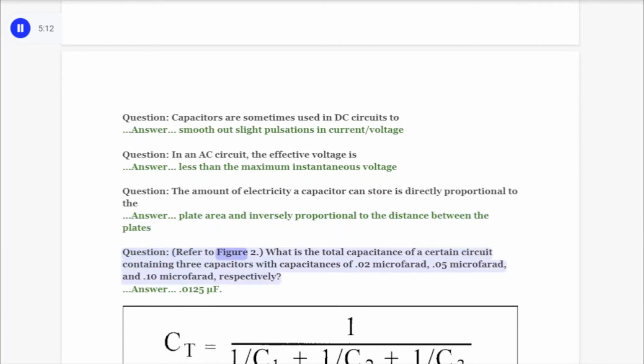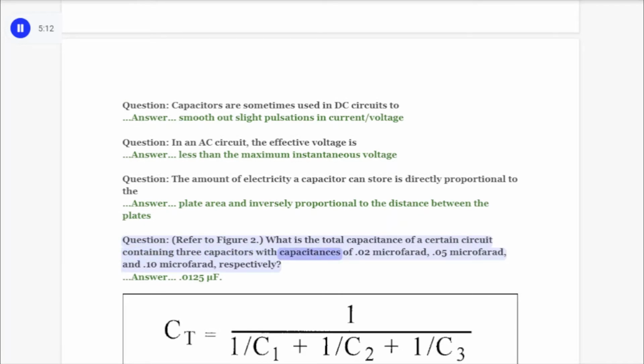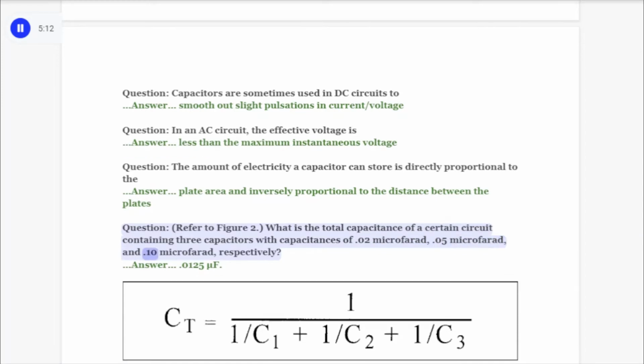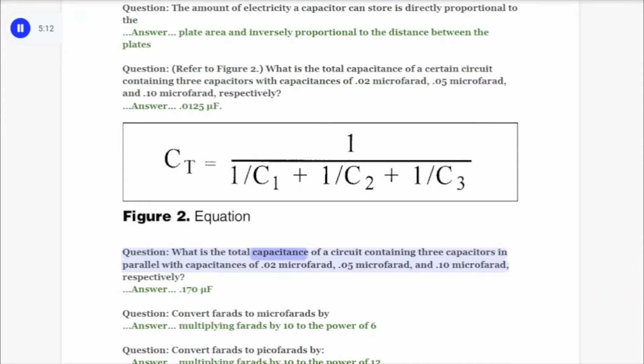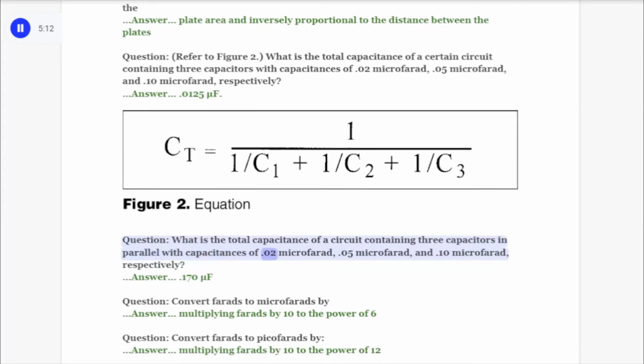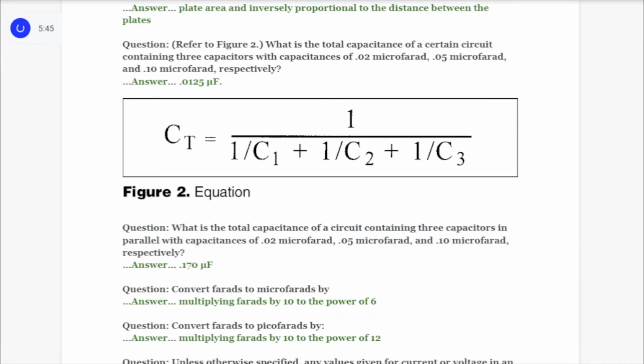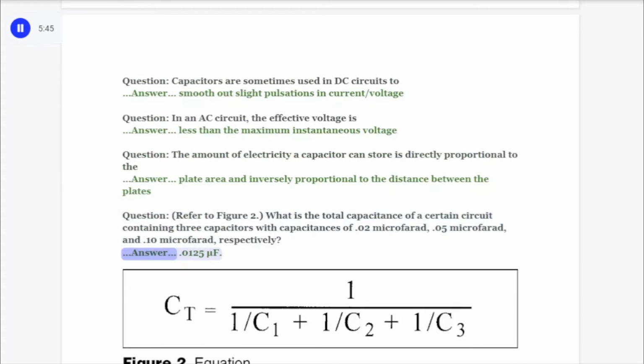Question. Refer to Figure 2. What is the total capacitance of a certain circuit containing three capacitors with capacitances of 0.02 microfarad, 0.05 microfarad, and 0.10 microfarad, respectively? Answer. 0.0125 microfarad. Question. What is the total capacitance of a circuit containing three capacitors in parallel with capacitances of 0.02 microfarad, 0.05 microfarad, and 0.10 microfarad, respectively? Answer. 0.0125 microfarad.